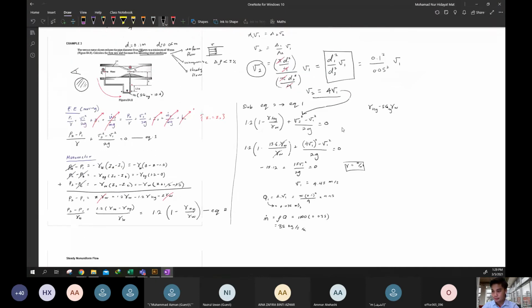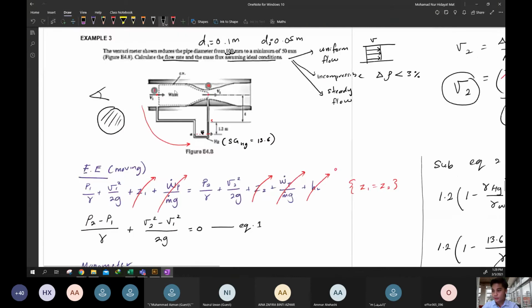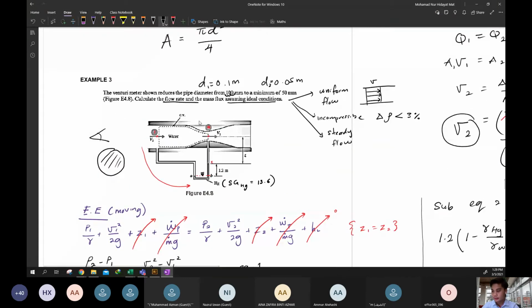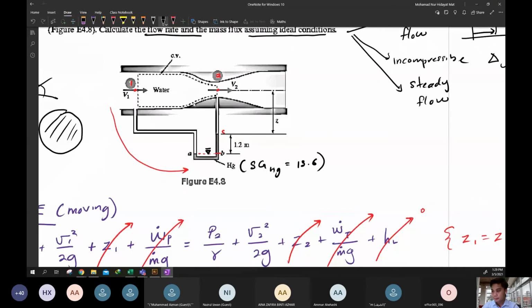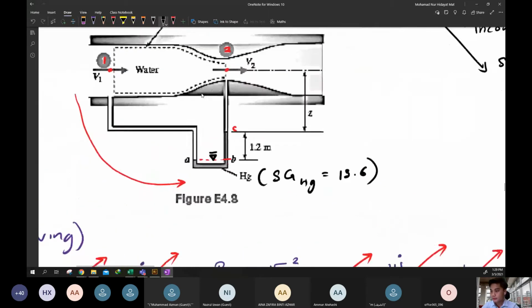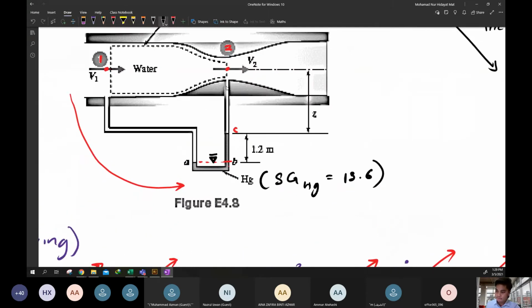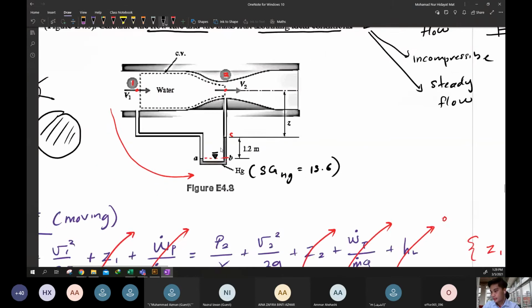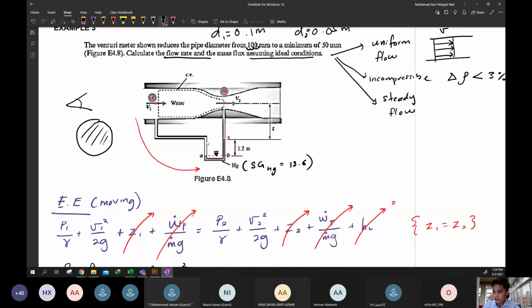Okay, that is the example that you must understand. When you look at the venturimeter, it is different. Okay, what happens with the venturimeter? When you deal with the venturimeter, you should look at this. This is the pitot tube, pitot tube meter or just a manometer.